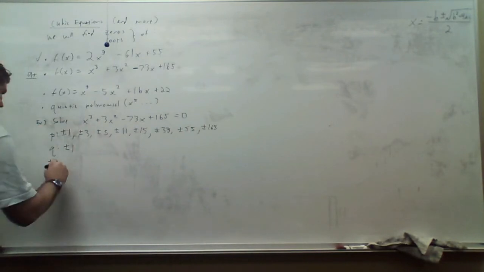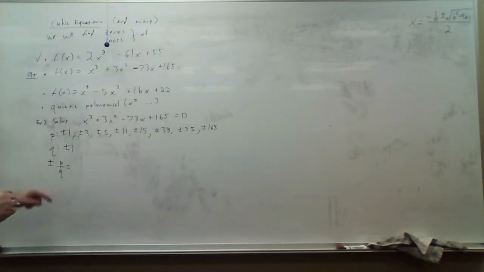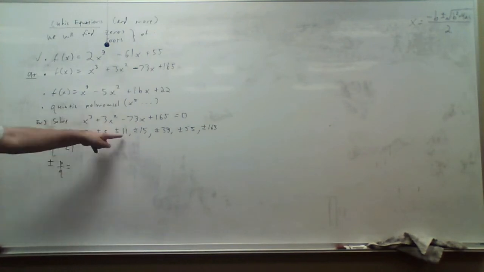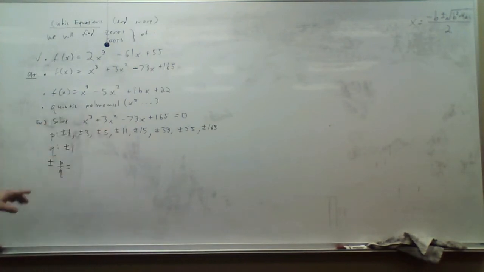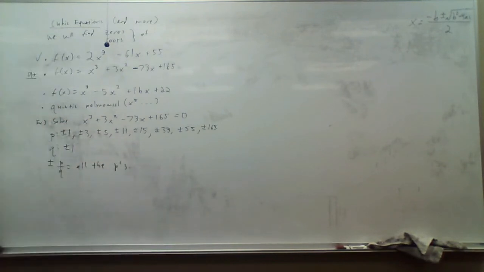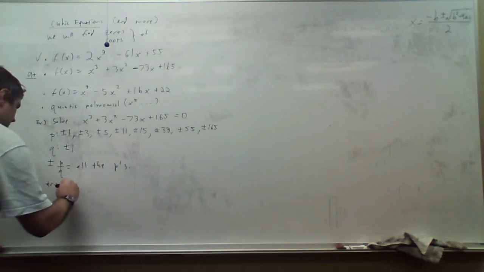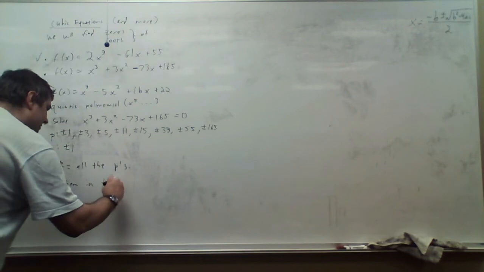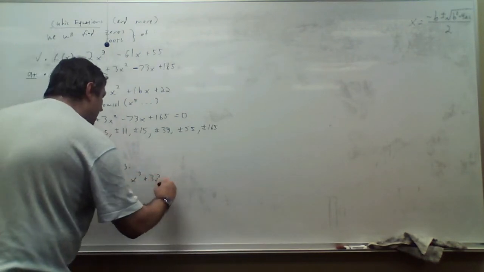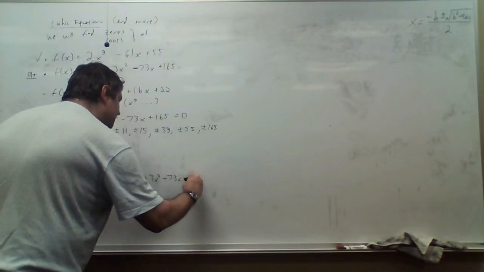So plus or minus P over Q equals plus or minus 1 over 1, 3 over 1, 5 over 1, 11 over 1, all plus or minus, but the fact is division by 1 changes nothing. So it ends up just being all the P's. Try them in f of x equals x cubed plus 3x squared minus 73x plus 165.